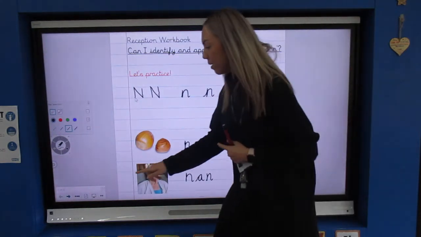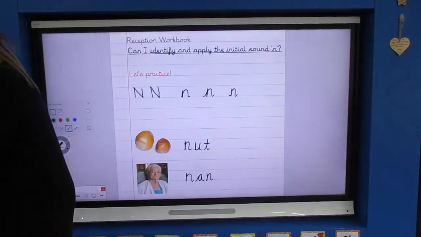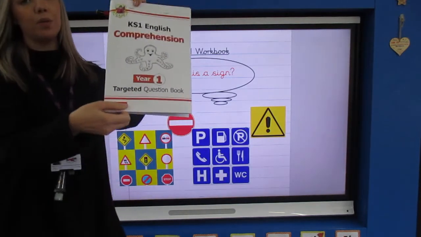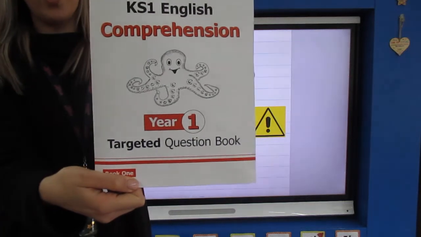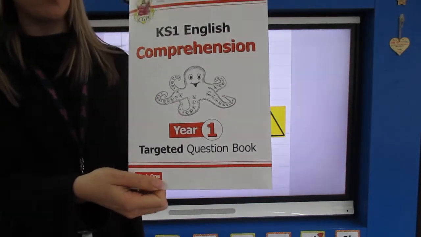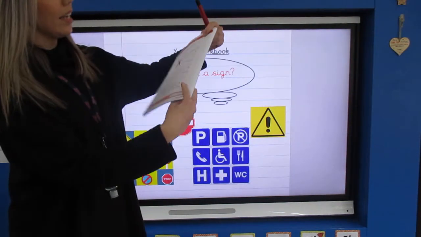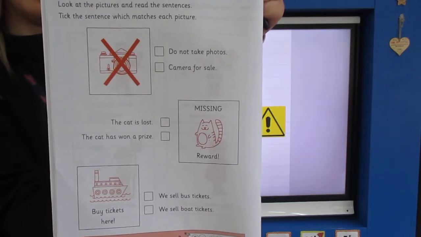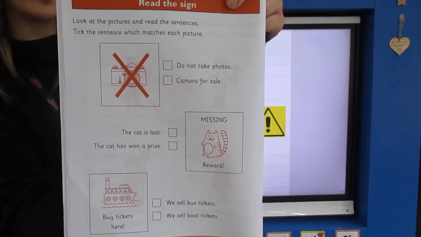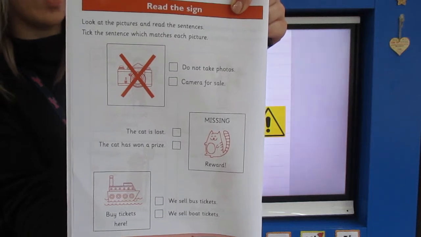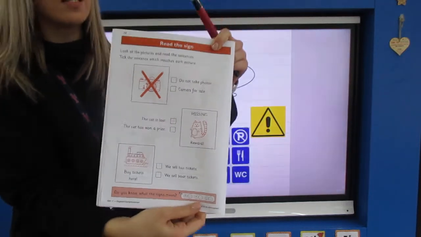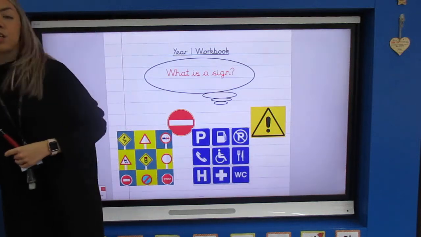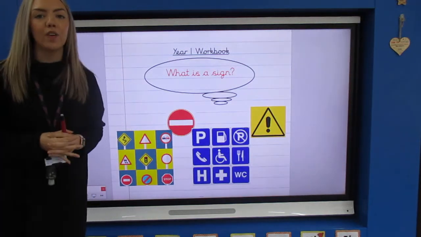So moving on then, if you've got this workbook, the Year 1 workbook, we are working today on page 16. So you only need page 16 today. We don't need to go any further, okay? Now, you're not going to use your workbook straight away. We're going to do our activities together on the board first.